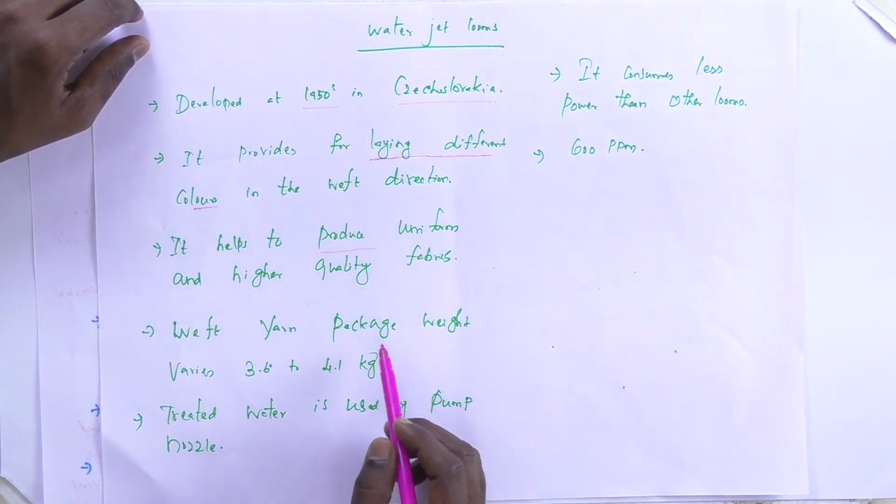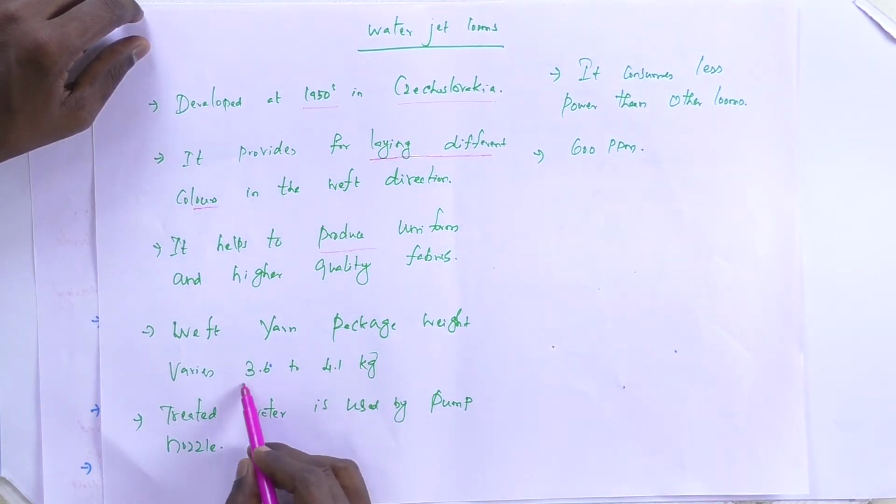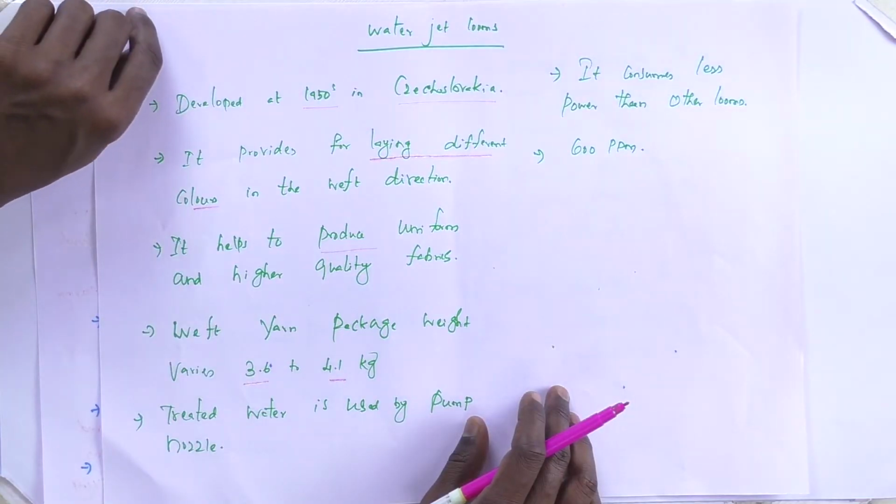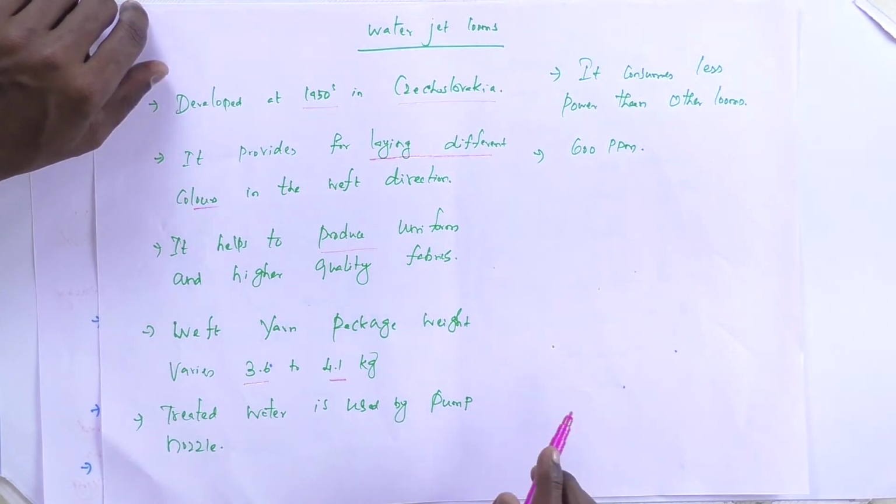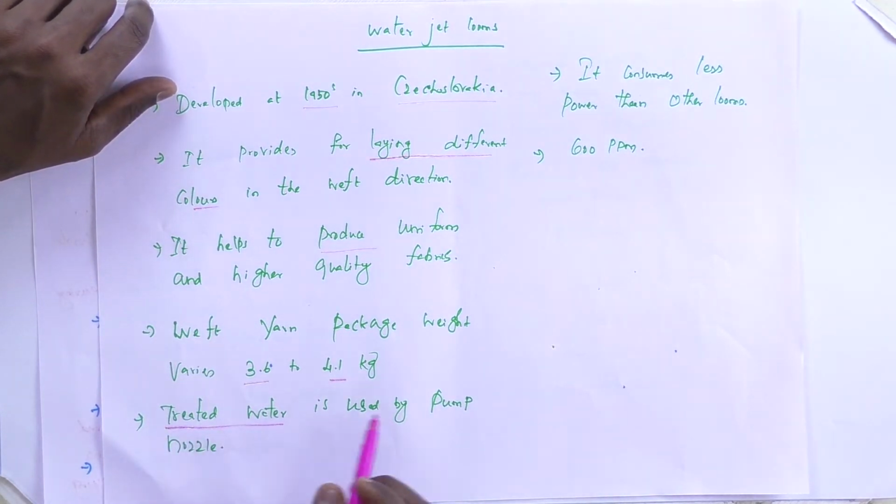The weft yarn package weighs from 3.6 to 4.1 kgs. Normally we follow 1 to 2 kgs of weft yarn package, but in water jet loom the weft yarn package weight is more, 3.6 to 4.1 kg. And the water quality matters: treated water is needed, because if we use normal water, it may damage the water jet loom parts.